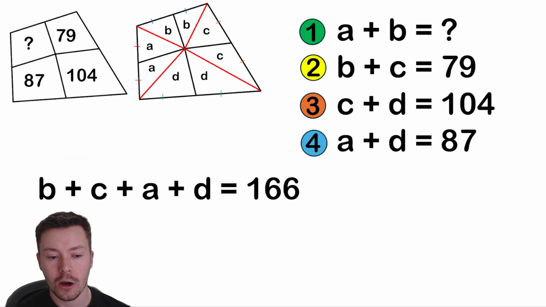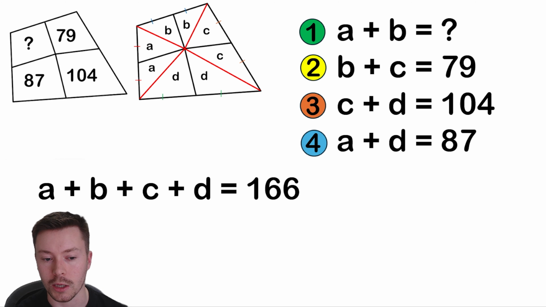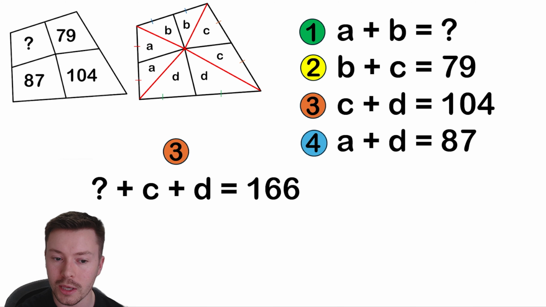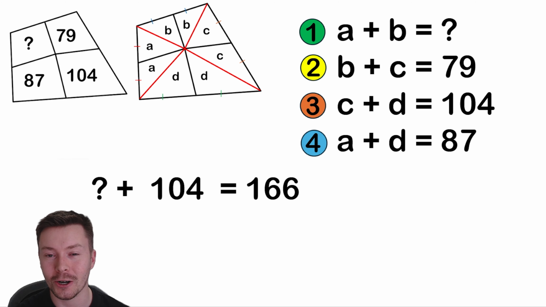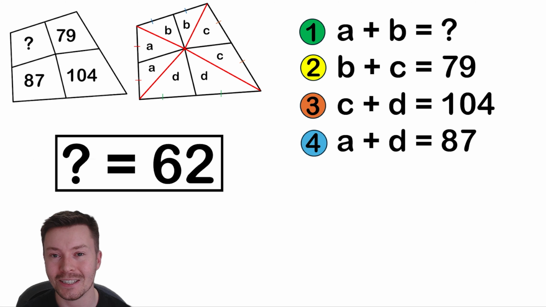From there, with the left-hand side of this equation, I can rearrange the letters, so now I've got A plus B plus C plus D. Now A plus B is the question mark, so I can replace that with a question mark. And C plus D is from equation 3, so I can replace C plus D with 104. So now I've pretty much got my answer: question mark plus 104 is 166. That gives me an answer of 62.